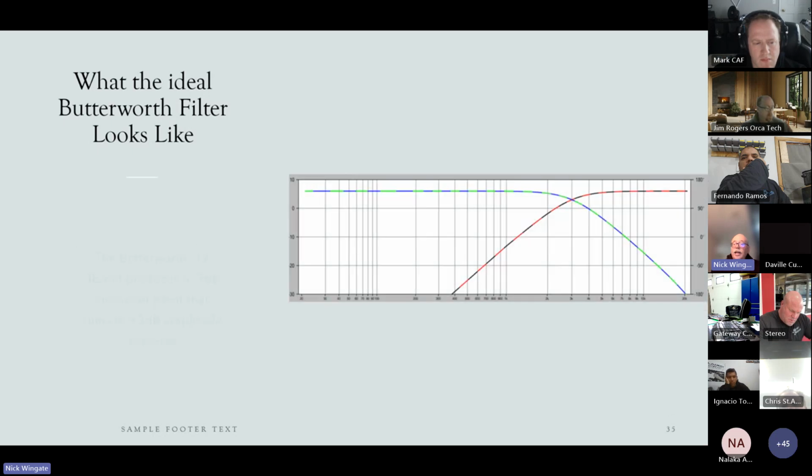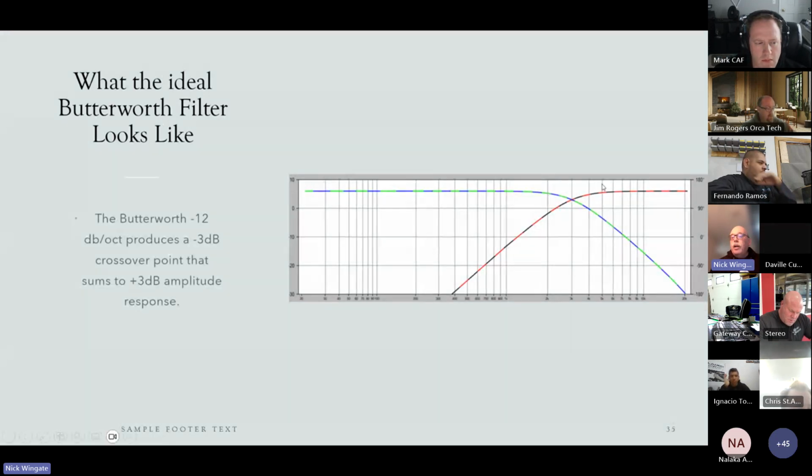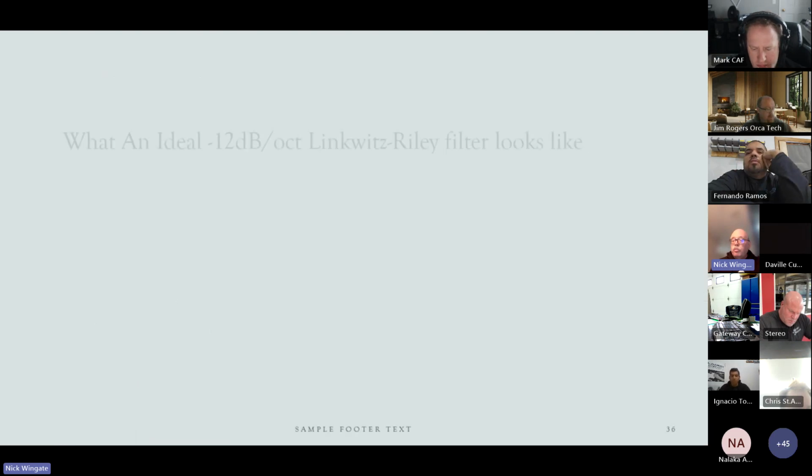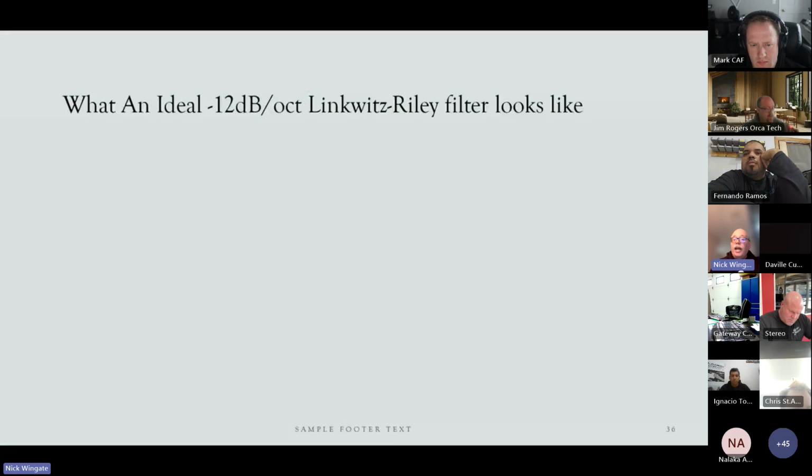Now, this is what an ideal Butterworth filter looks like at 12 dB. And you can see what happens right here. I'm showing you this because of the amplitude. These things sum together extremely well. That's the reason why I'm showing you this, because it works really, really well. It actually sounds really, really good with a Butterworth 12 dB.